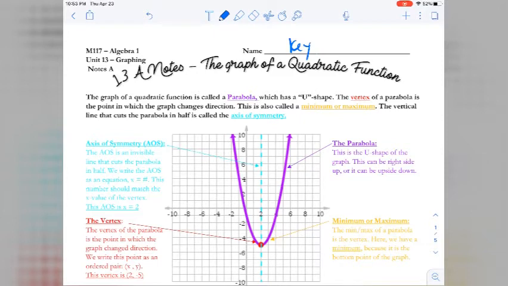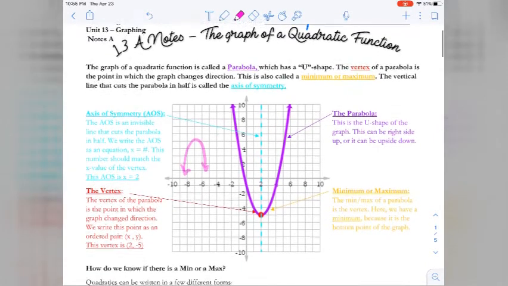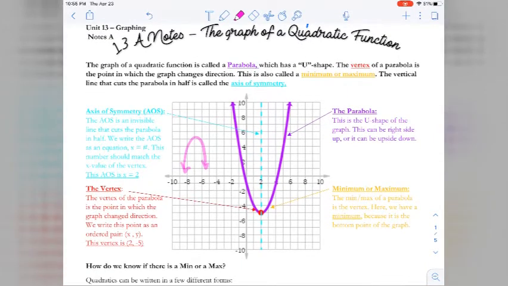And if you remember what the look of it is, it's always a U shape, whether it opens up like this one or whether it opens down like this one. But both of those are quadratics. Now that we remember what it looks like, we're going to talk about a few key terms about the quadratic. First of all, and most importantly, the vertex. We need to understand what the vertex is.